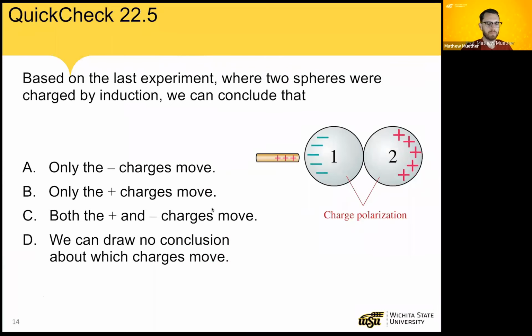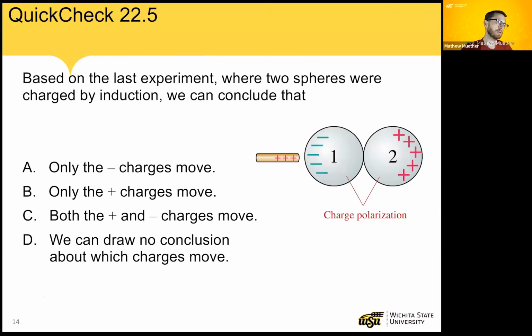All right. What about this example? Based on the last experiment, where we charge the two spheres by induction, what can we conclude from this experiment about the mobility of the charges in a conductor? Which are the type of charges that are moving around in the system? Is it just the negative charges? Is it just the positive charges? Is it both the charge moving around? Or can we not say from this experiment?